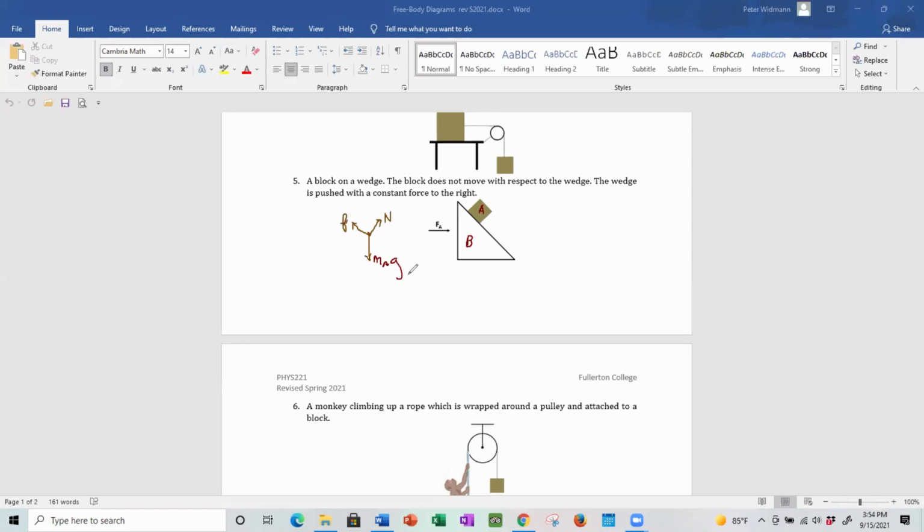Okay, very good. Now, Joshua, I want you to do a free body diagram for the wedge B. And be careful because this one is a little bit tricky.